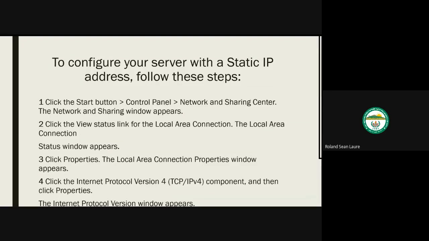Okay, so next, network and sharing center. The network and sharing window appears. And step 2, click the view status of the local area network. The local area connection status below appears.